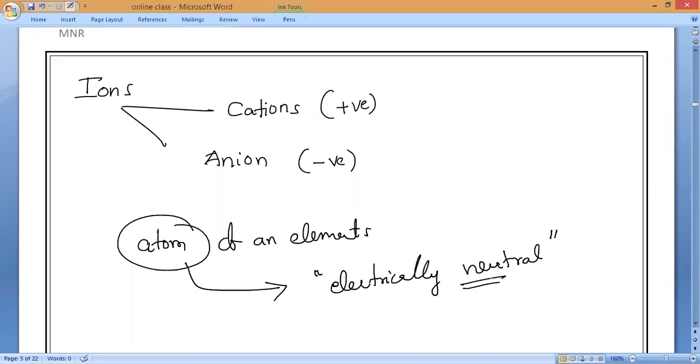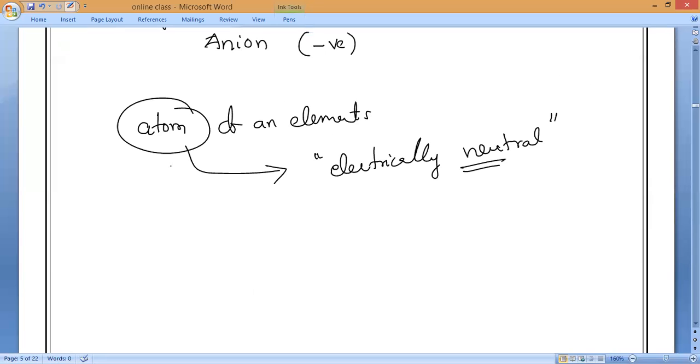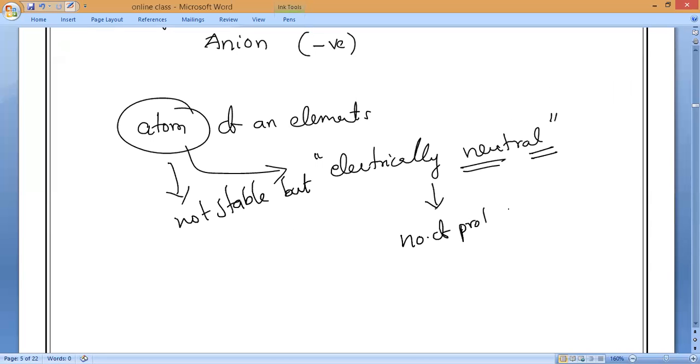Except noble gases, as I already taught: helium, neon, argon, krypton, xenon, radon. These are called noble gases. Other than these noble gases, all the atoms are not stable in nature, but they are electrically neutral in nature. Means, for any atom of an element, the number of protons is equal to the number of electrons.